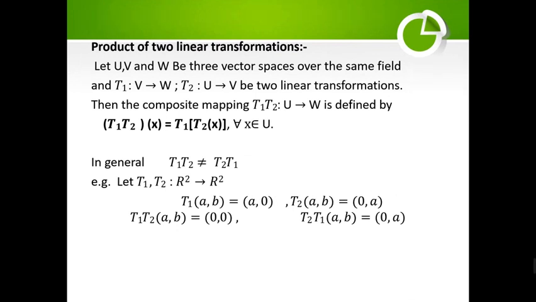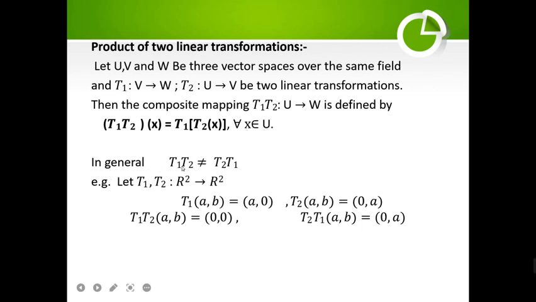This is the product of two linear transformations. Let U, V, and W be three vector spaces over the same field, and T1 from V to W, T2 from U to V be two linear transformations. Then the composite mapping T1T2 from U to W is defined by this form, (T1T2)(x) = T1(T2(x)), for all x an element of U.